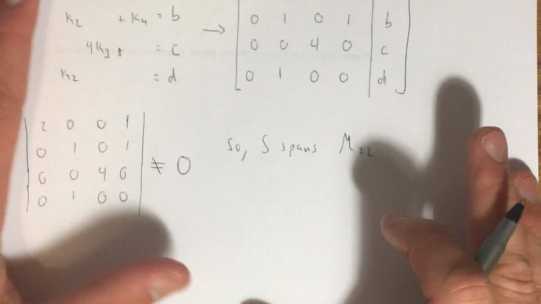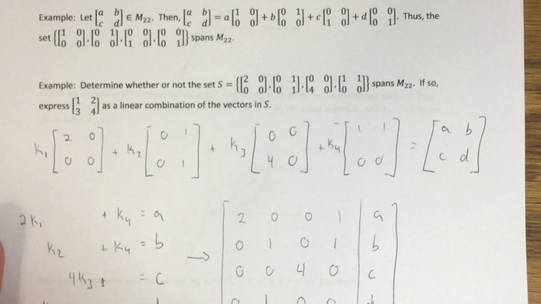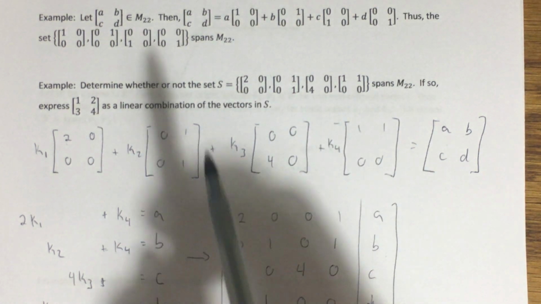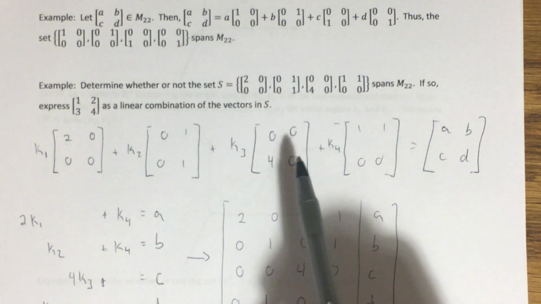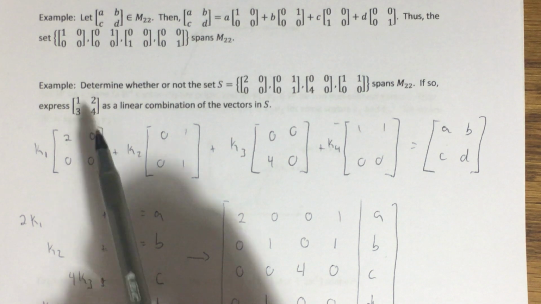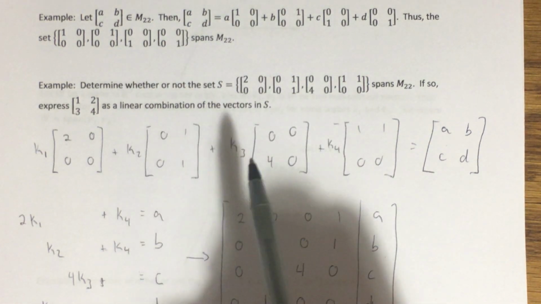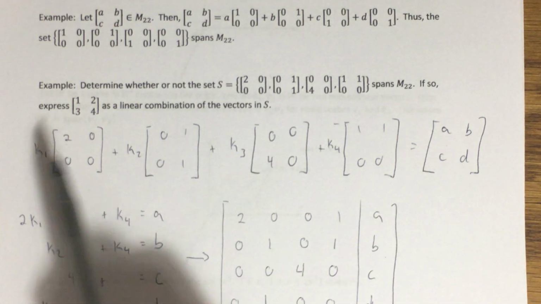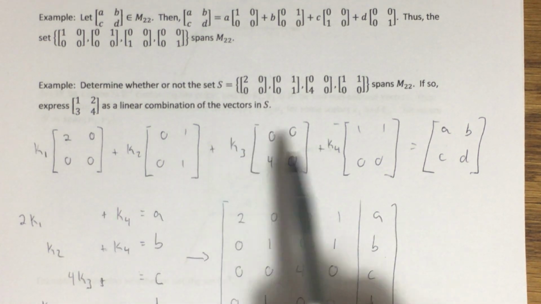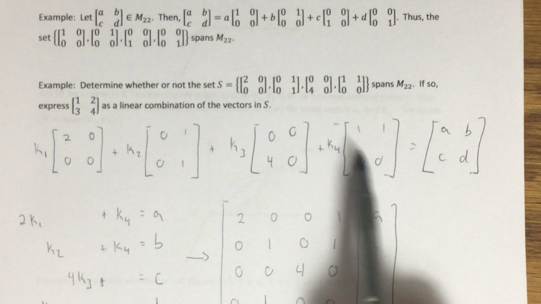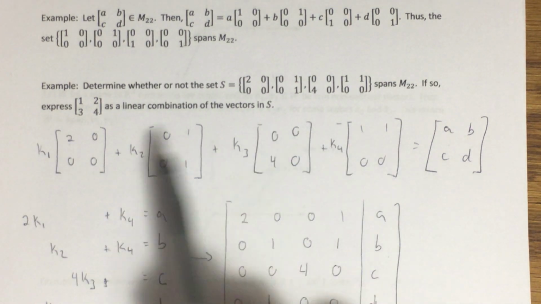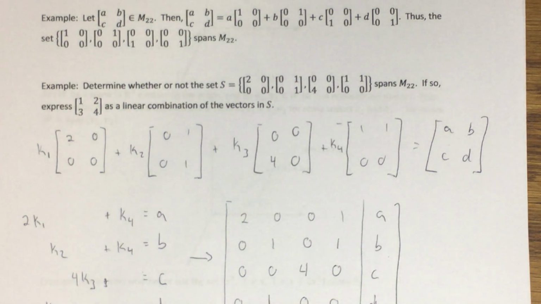Okay? Now, I'm running out of time in this video, so I'm going to do the rest of this in the next one. But let me just illustrate what we're going to do to get us started in the next video. Now that we've shown that this set spans all of M22, the goal is to come up with a specific set of constants, K1, K2, K3, and K4, that we could put in here such that this linear combination comes out to that matrix, 1, 2, 3, 4.